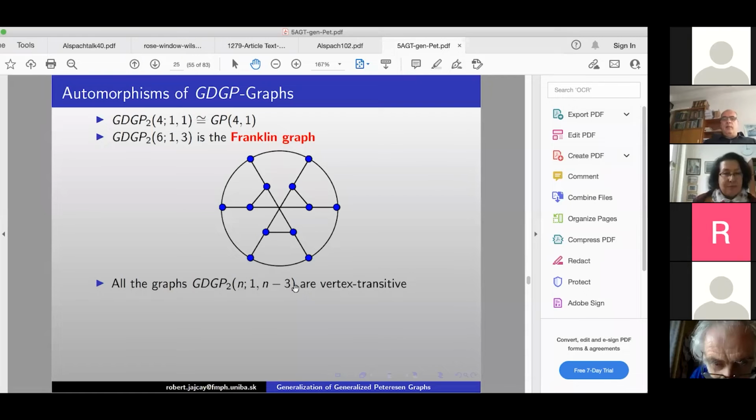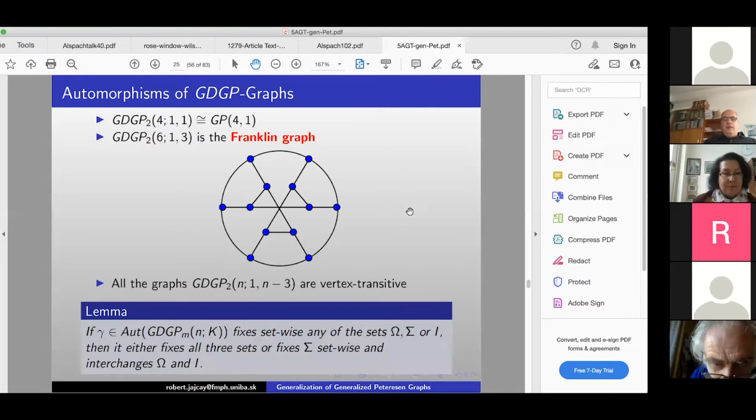One of the numbers is 1, and one of the numbers is n-3. The 1 takes care of these edges, and n-3 takes it this way. So all of them are vertex transitive. So group divisible generalized Petersen graphs contain lots of vertex transitive graphs. And the set I is the one factor of the spokes, then you have the outside set omega, and then the inside set of vertices sigma. If you have an automorphism that fixes these sets, then it either fixes all three sets, or it fixes sigma setwise and interchanges omega and I.